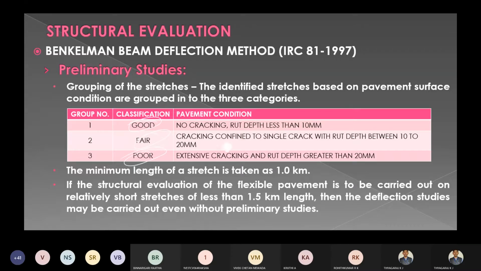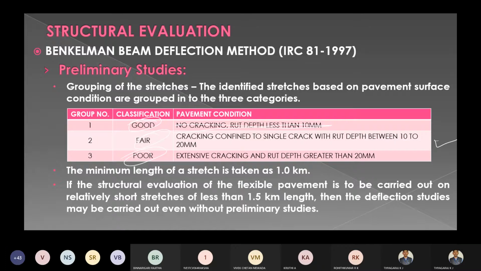What is this good category? When there is no cracking, the cracks are not available on the pavement surface, and the rut depth is less than 10 mm, that road is considered a good road. Then when the cracking is confined to a single crack with a rut depth between 10 to 20 mm, we are going to call it a fair road.